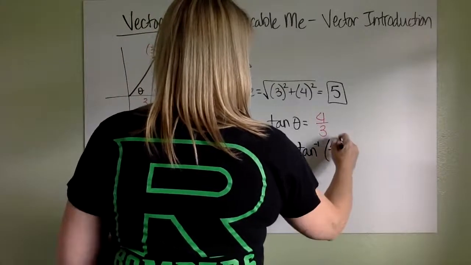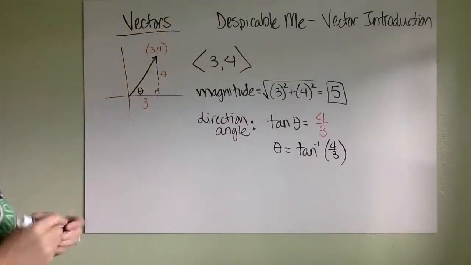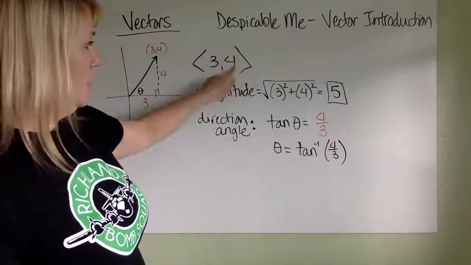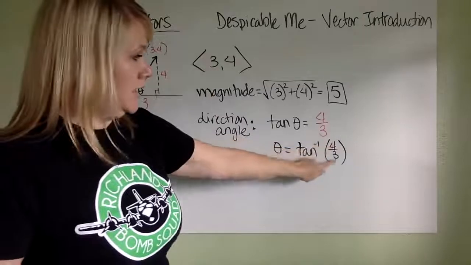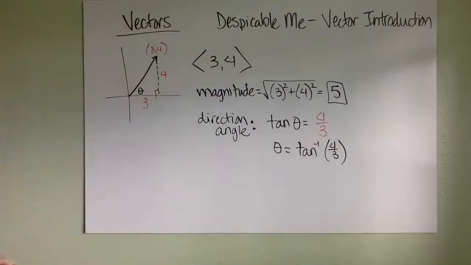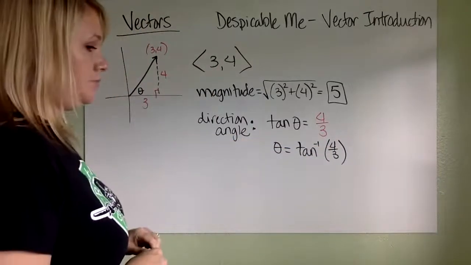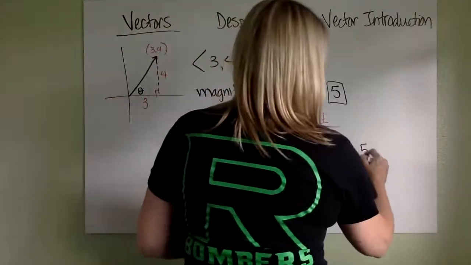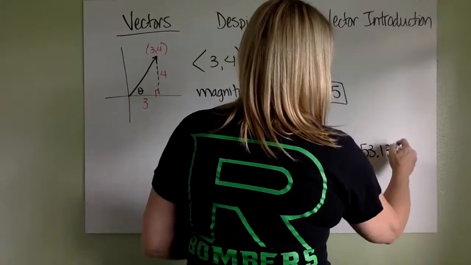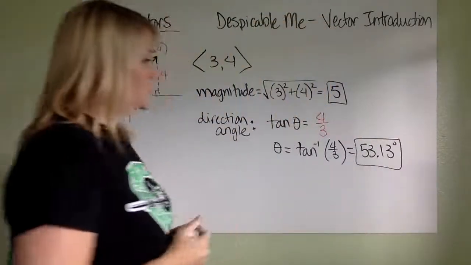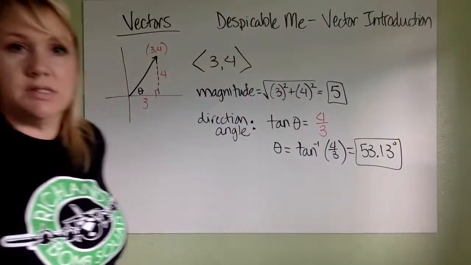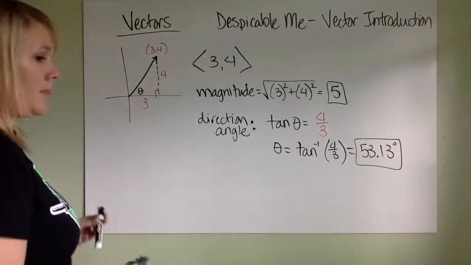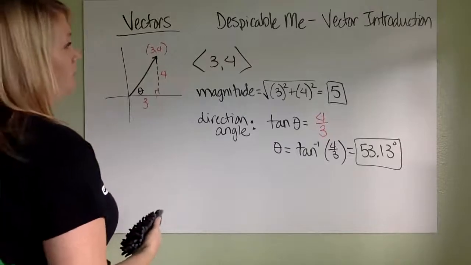So is that always going to work? Yes. Will we always be able to use the tangent or the inverse tangent with the y over the x? Yes. Then we calculate that using a calculator, and we get 53.13 degrees. Make sure that your calculator is in degrees for this lesson. You want to have your answers in degrees, not radians.